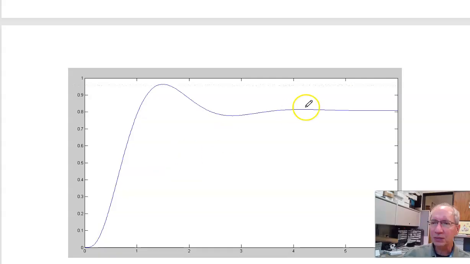Plot the step response, and I've got better tracking. There's the error per step input. Here's my 20% overshoot.